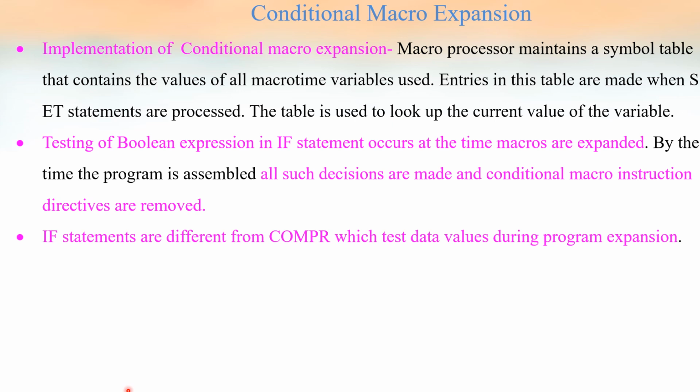Implementation of conditional macro expansion. All these macro time variables are stored in a symbol table which contains the symbol name and the working values of the macro time variables. The table is used to look up the current value of the variable. And testing of the Boolean expression in the IF statement is done during macro expansion. By the time the program is assembled, all such decisions are made and conditional macro instruction directives are removed. So the assembler cannot see these IF statements. The conditions are already checked and expanded during the macro expansion. IF statements are different from compare statements, which test data values during program execution.